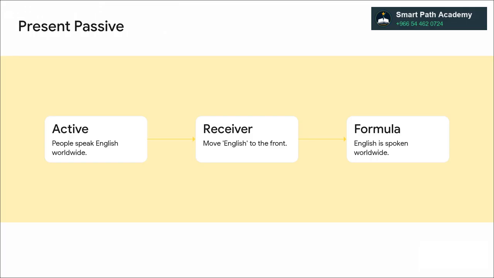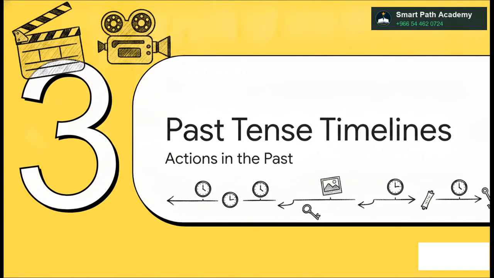Finally, step 3, we bring in our formula. We add our blue be verb and our green past participle to get English is spoken worldwide. We use is here because English is singular, and we're in the present tense, and spoken is our past participle. See how the camera focus shifts perfectly over to the word English? It's like magic.